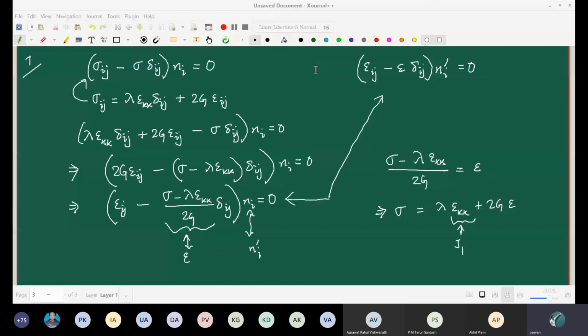Okay, that when the cubical dilatation was 0, basically the J1, the epsilon kk, was 0, considering small deformation theory. Now we have been asked to show that this constraint of epsilon kk equal to 0 implies that the Poisson's ratio nu is equal to half. So how can we go about doing it? So any ideas?